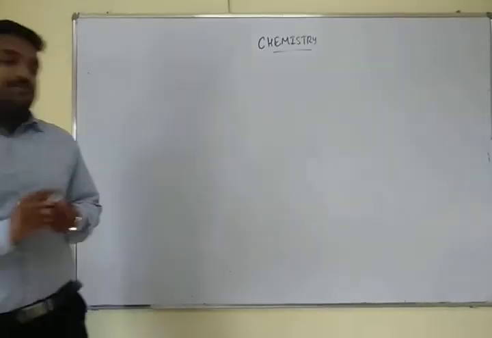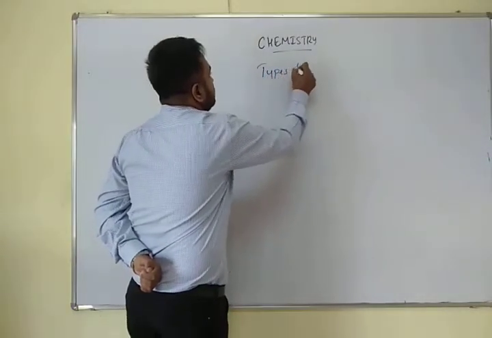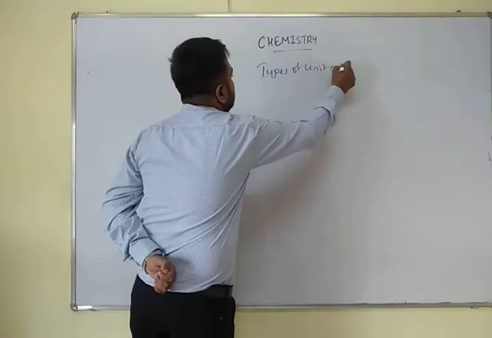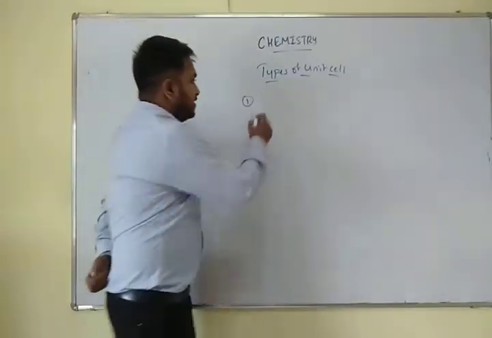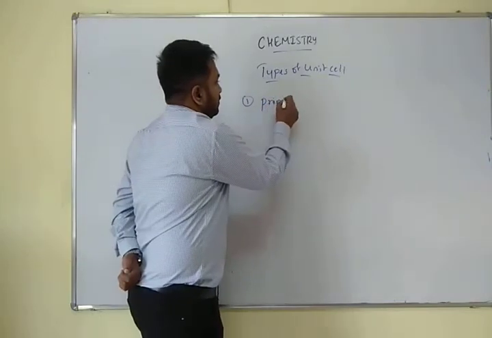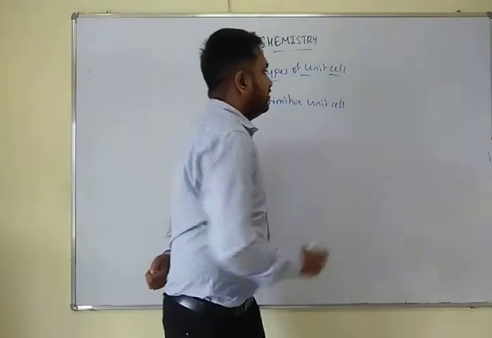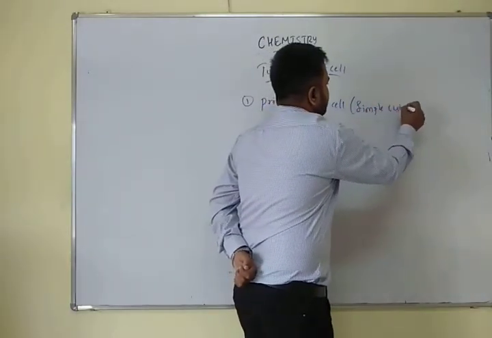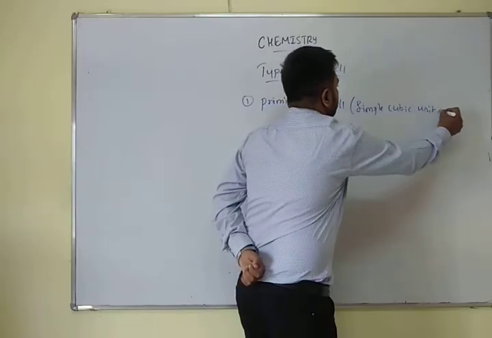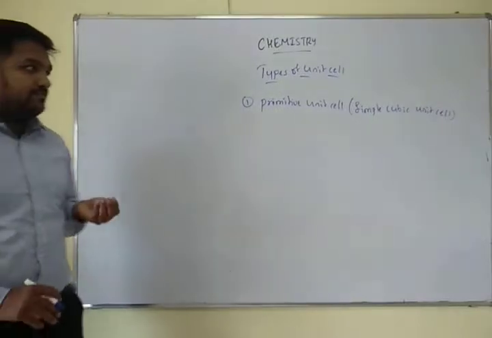Yes, coming to the types of unit cell, we have 2 types. One is the primitive unit cell, or we can call it as simple cubic unit cell. And the second one is centered unit cell. Now let us focus on the first unit cell.